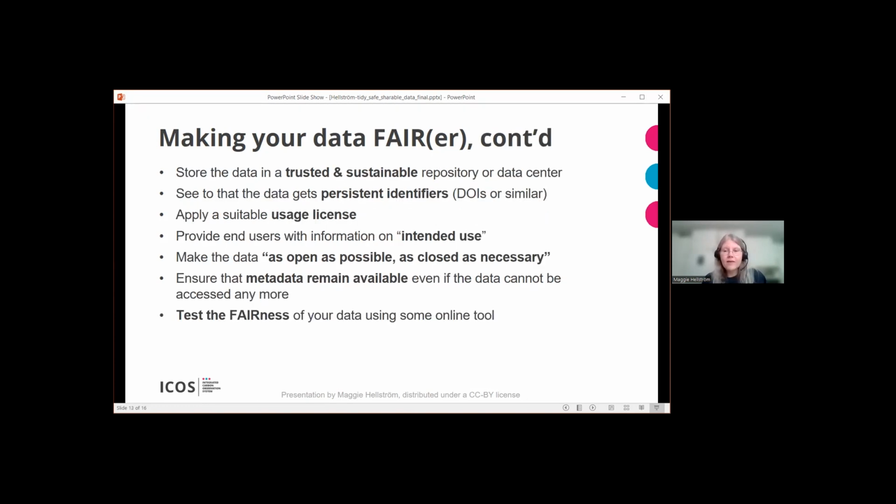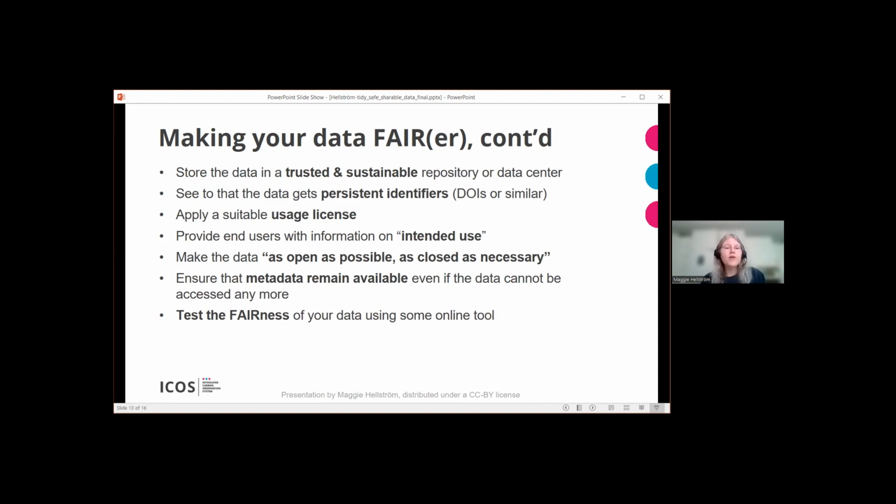And then at least at the end of the project, make sure you store your data in a trusted and sustainable repository or data center. And be aware that most data centers, unless you really specify this, may only be thinking about the 5-year horizon. So if you want to keep your data stored for a longer period than that, you need to take special action.